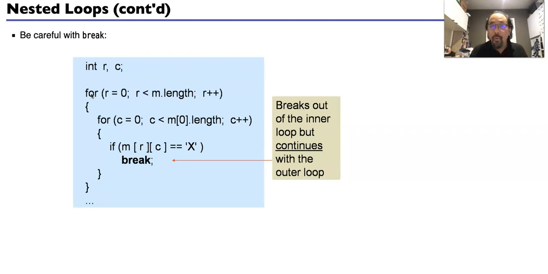Now, be careful when we break out of a nested loop. In this example, this break statement will break out of this for loop, but it doesn't mean that we break out of this loop here. It does not mean that we jump from here all the way down here. It just means that we break from here to here, and then we come back up to the outer loop to go again.